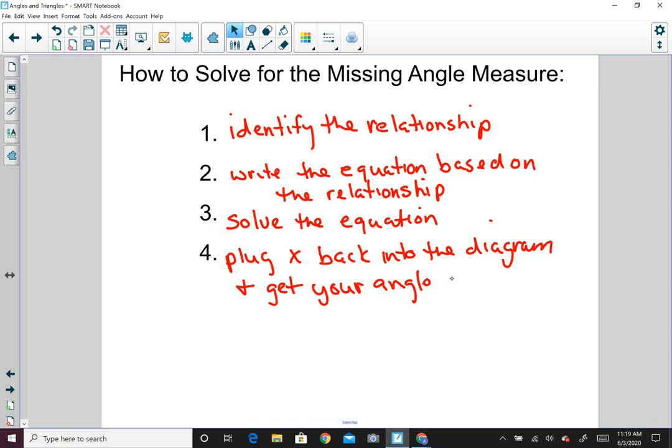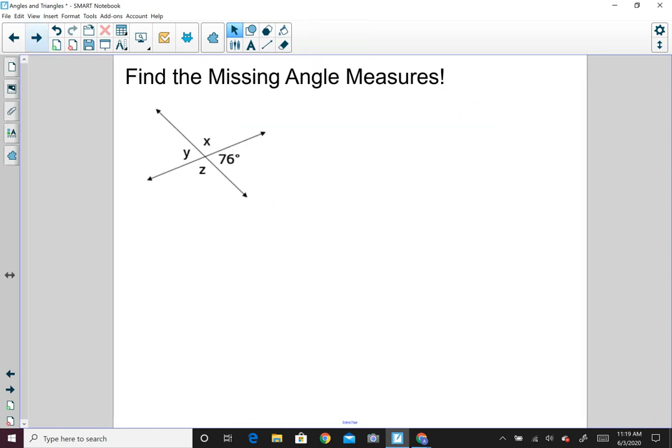So we're going to practice this several times together. Okay? Here we go. Make sure you have all 4 of these steps down. Identify the relationship. Write the equation based on the relationship. Solve that equation and then put x back into the diagram to find your missing angle measure. So here we go. Let's look at the relationship.